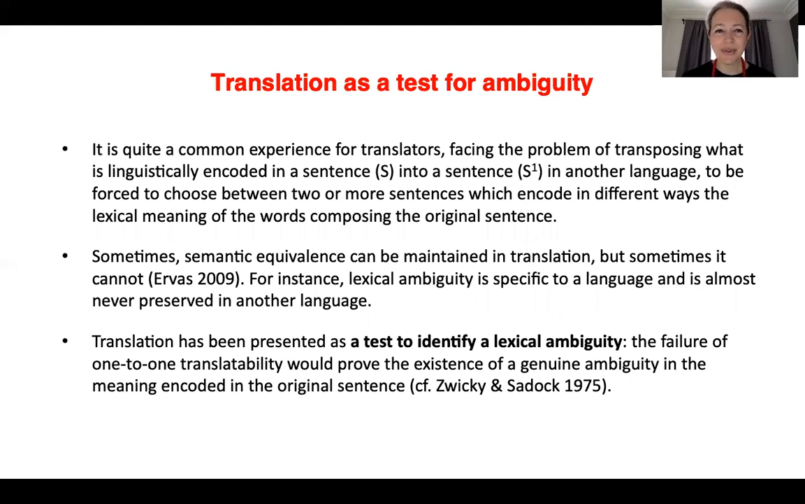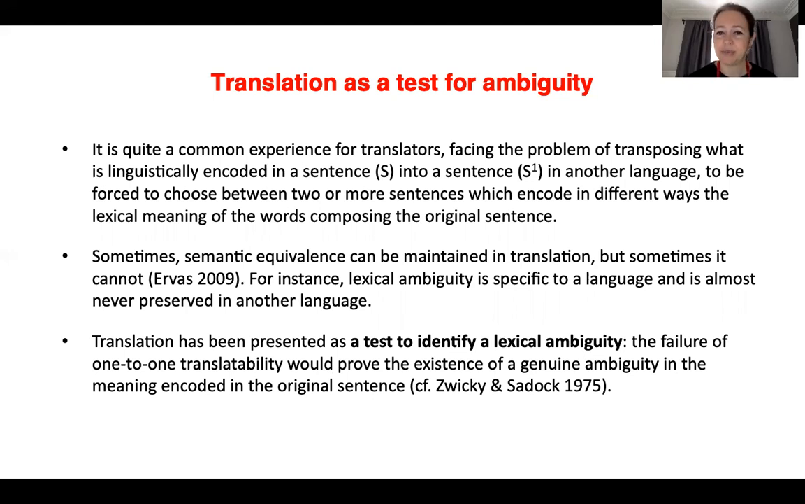So let's start from the first translation test, the translation test for detecting meaning ambiguity. It is quite a common experience for translators facing the problem of transposing what is linguistically encoded in a sentence S into a sentence S prime in another language, to be forced to choose between two or more sentences which encode in different ways the lexical meaning of the words composing the original sentence. Sometimes semantic equivalence can be maintained in translation, but sometimes it cannot.